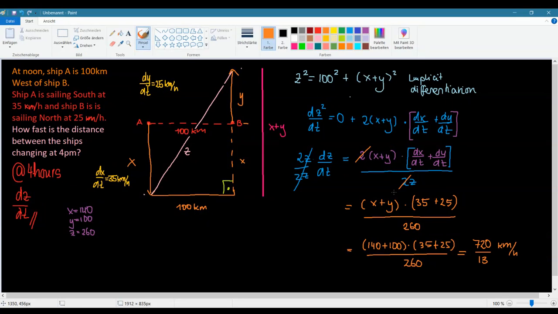So that is the change in z over the change in time. And what that means is that the distance between these ships after 4 hours is changing with a rate of 720 over 13 kilometers per hour. And that's our solution. I hope that this was helpful.